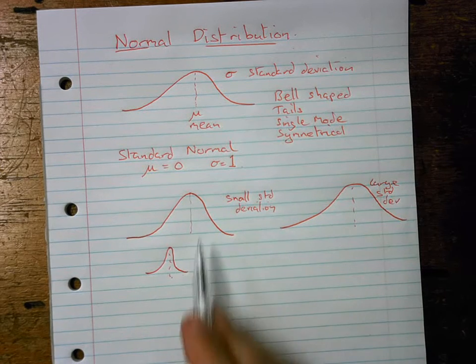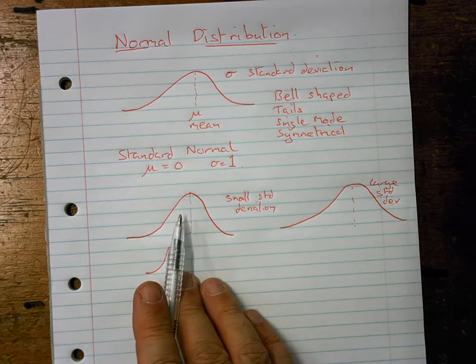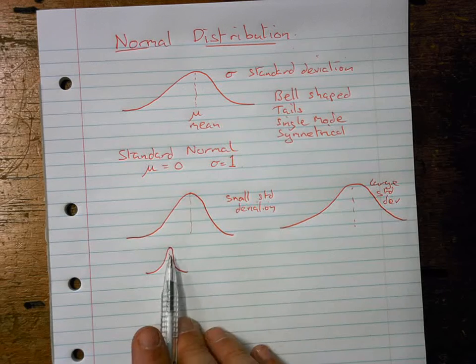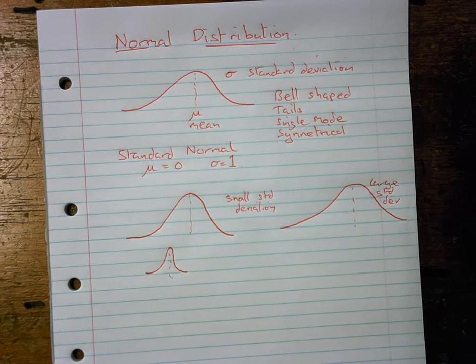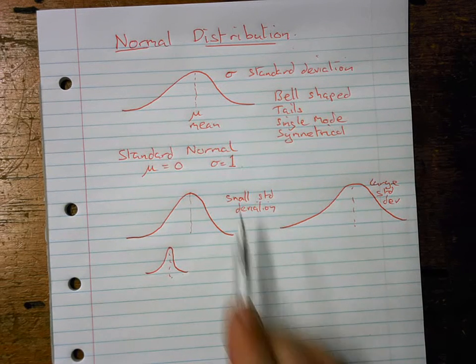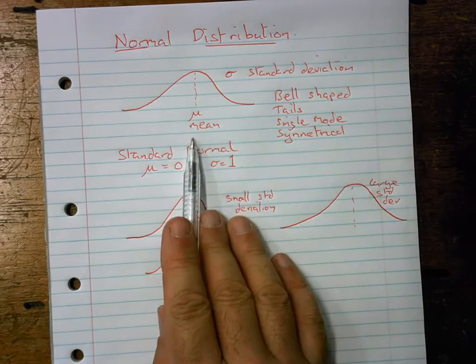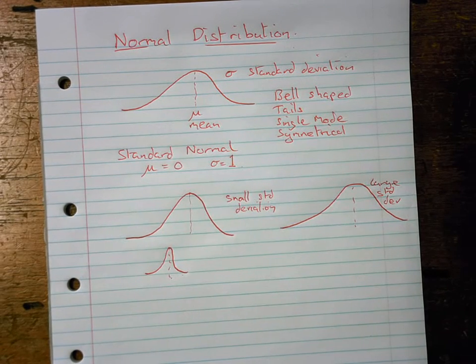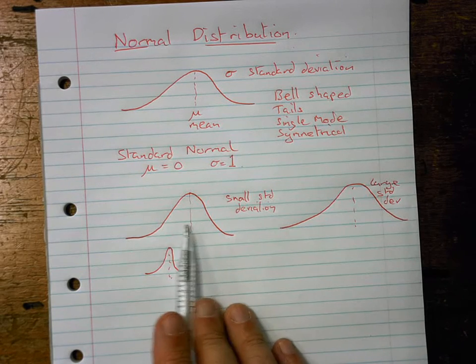But can you see all three of these are still bell-shaped? They have tails, they've got a single mode, and they're symmetrical. So they're all normal distributions. So how far spread out they are is determined by the standard deviation, and where the centre is determined by the mean.